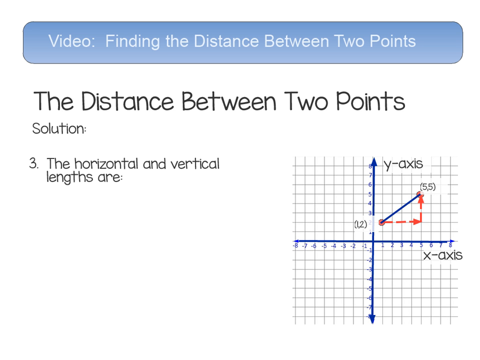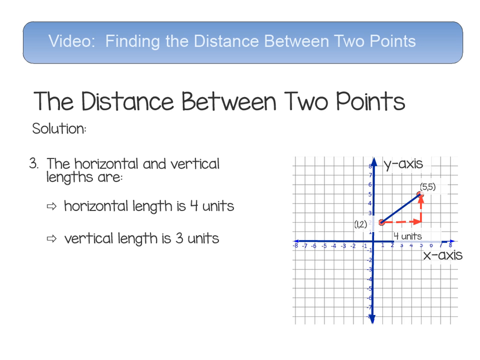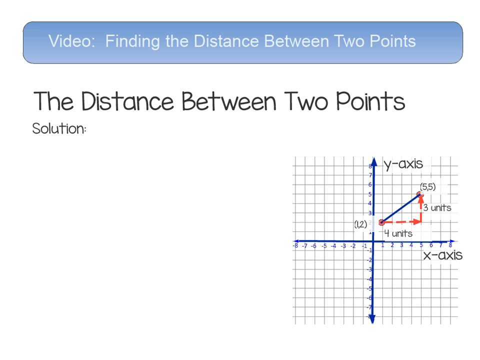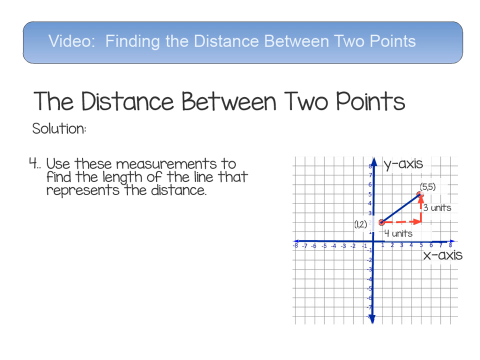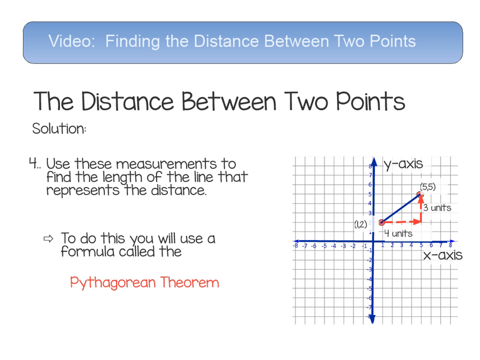Number 3. The horizontal and vertical lengths are: the horizontal length is 4 units and the vertical length is 3 units. In step number 4, you will use these measurements to find the length of the line that represents this distance. To do this, you will use a formula called the Pythagorean theorem.